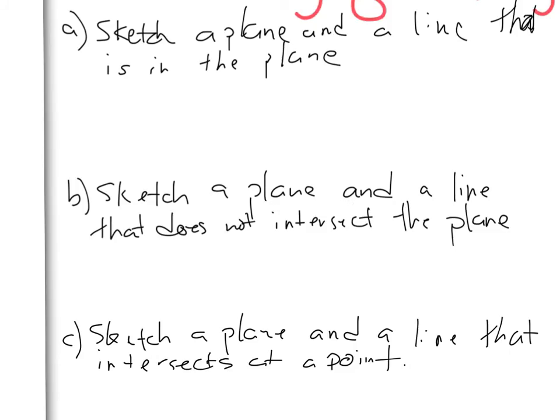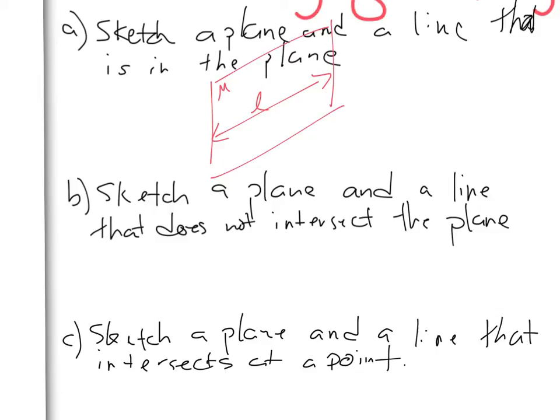So off to the right again, I want you to do a couple things. First of all, we're going to sketch a plane and a line that is in the plane. So if we make a plane, let's do something like this, and then a line that's in that plane. So we have plane, let's label it M, and then I'm going to make a line on the plane, and I can go ahead and label that, let's say line L.